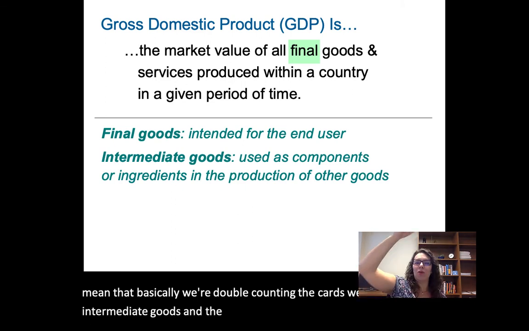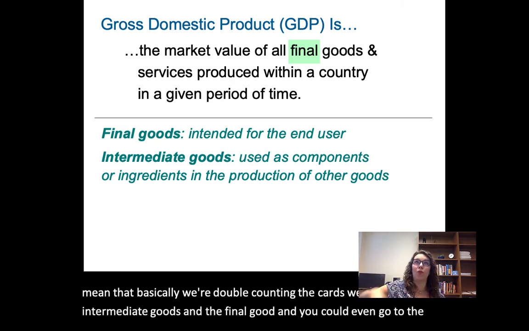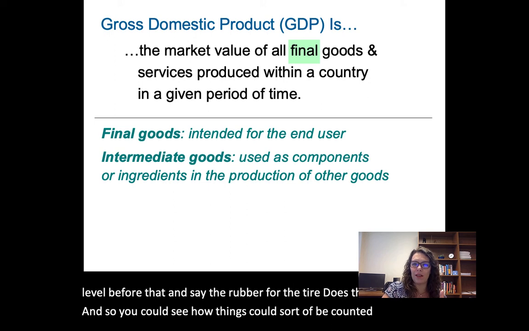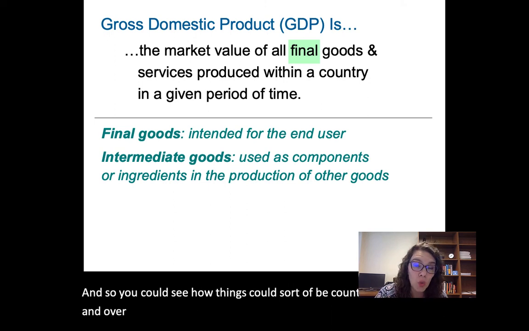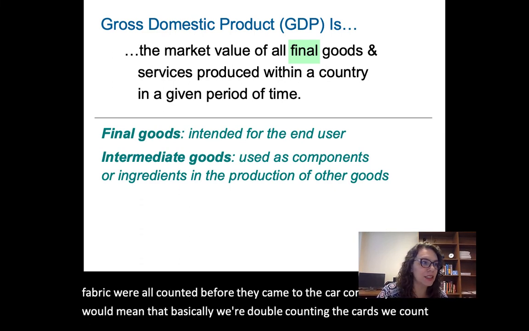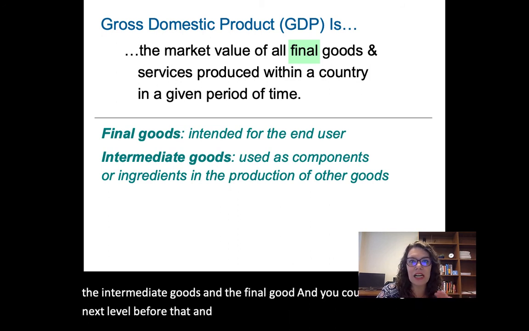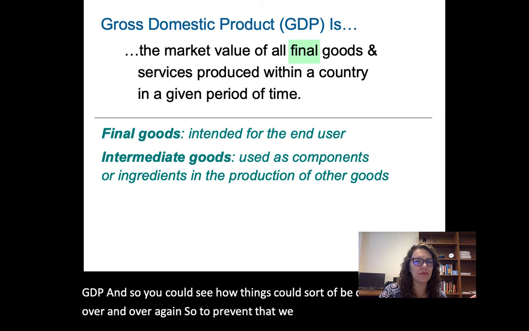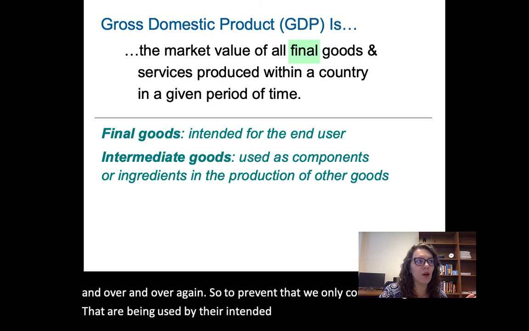Then you could even go the next level before that and say, okay, well, the rubber for the tire, does that count as GDP? And so you could see how things could sort of be counted over and over and over again. So to prevent that, we only count final goods that are being used by their intended final end user, not intermediate goods, not ingredients, not components. Does that make sense?